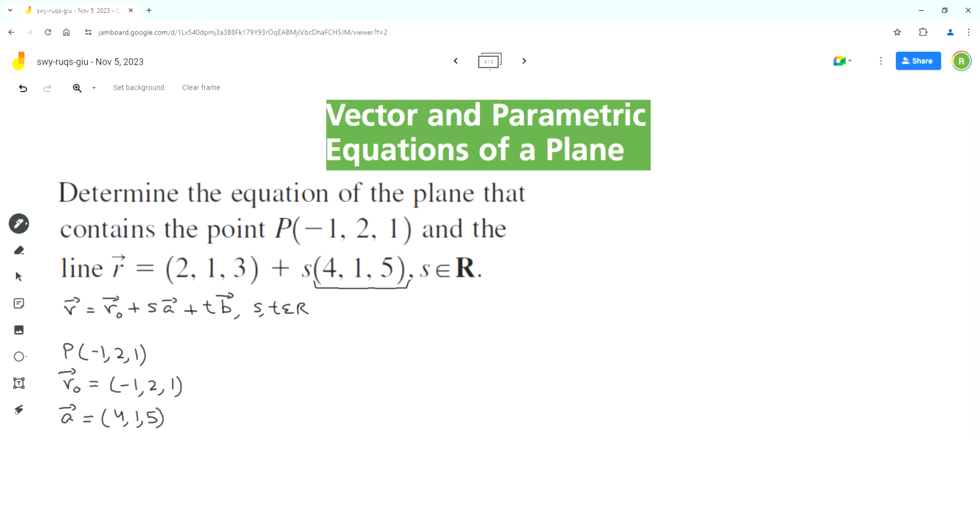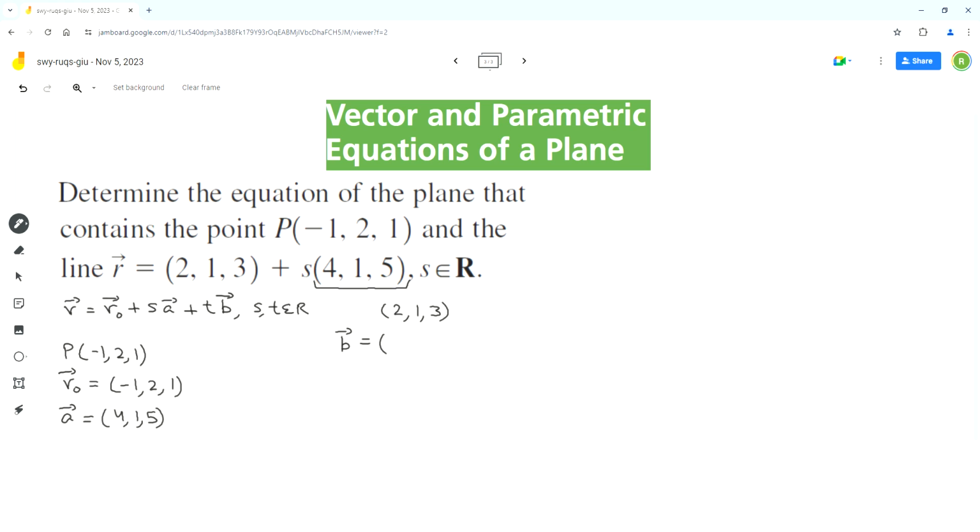Now we have to find direction vector B. For that, we can use the given point P and the point that lies on the line. Position vector (2, 1, 3) represents a point that lies on the line. And since the line lies in the plane, that means the point (2, 1, 3) also lies on the plane. So we can use this point and the other point P to find another direction vector for the plane. So the other direction vector B can be obtained by subtracting the position vectors for these two points.